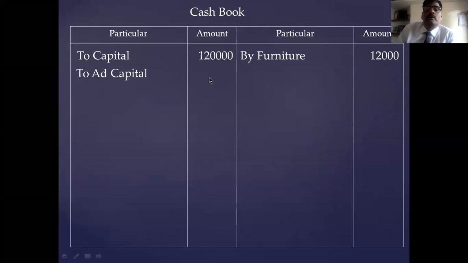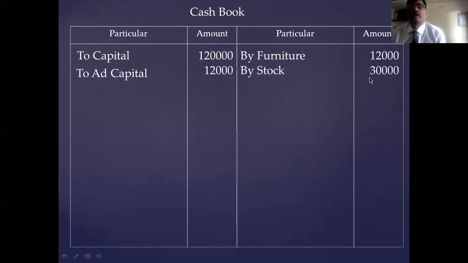Then immediately purchase furniture 12,000 and additional capital is 12,000. He purchased stock rupees 30,000. The 78,000 is the cash balance that is in the cash book itself. Don't record it. Remember this. Out of 1,20,000, furniture purchase 12,000, stock purchase 30,000, remaining balance in the cash book itself.